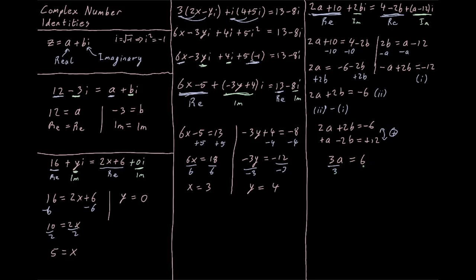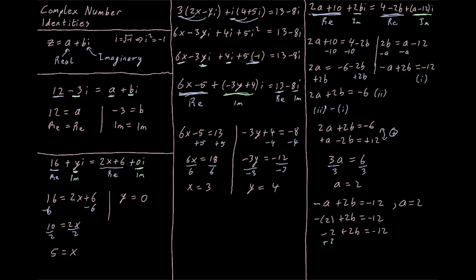I now have an equation I can solve, because it only has one letter in it, so a must be equal to 2. And now I can go back and use either of my original equations to find the value of b. So I'm going to use equation 1 here. So I know that minus a plus 2b is equal to minus 12, and I now know that a is equal to 2. So minus 2 plus 2b is equal to minus 12.